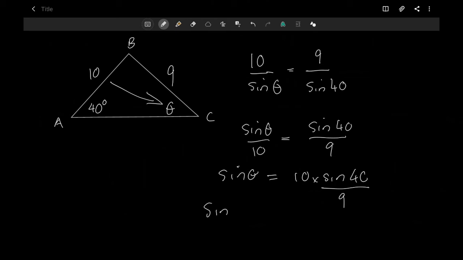So we get sine theta is equal to 0.71. And to find theta, we do inverse sine of 0.71, and we get approximately 46 degrees. So there you have it, a quick little lesson on the sine rule.